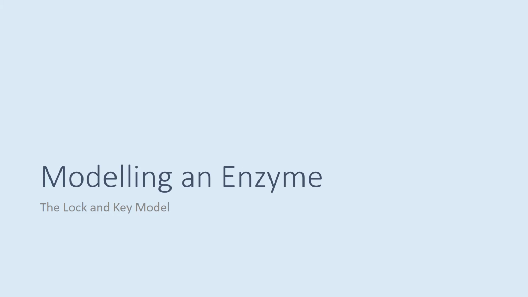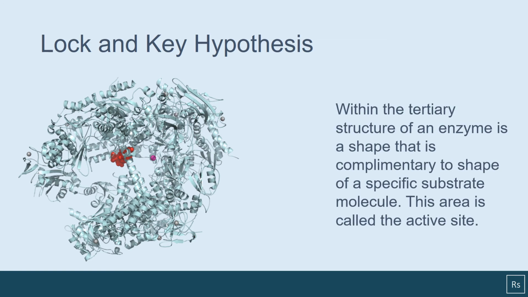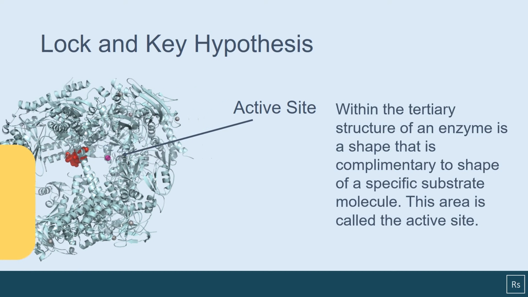We're going to go on to look at how we can model an enzyme reaction, and the first model we're going to look at is called the lock and key model. The lock and key hypothesis derives from the fact that within the tertiary structure of an enzyme there is a part of it that's complementary in shape to that of a specific substrate molecule, and we call this area the active site. This is like how only the right key will fit into a lock, and only a specific substrate will fit into the active site of an enzyme.